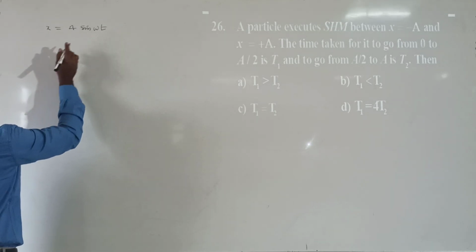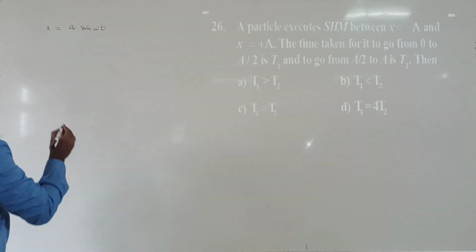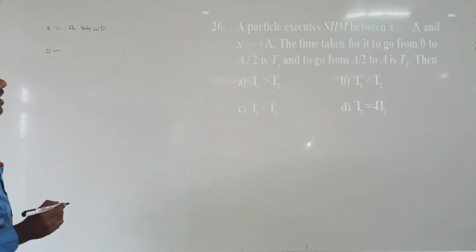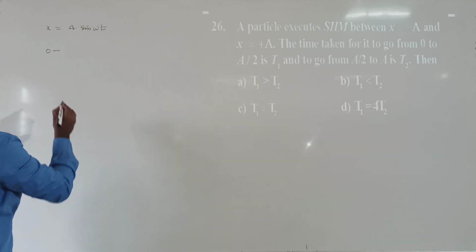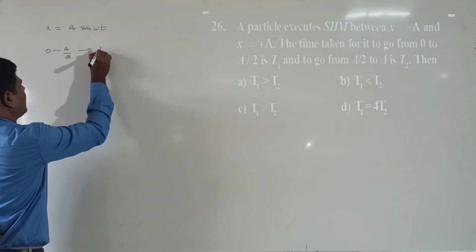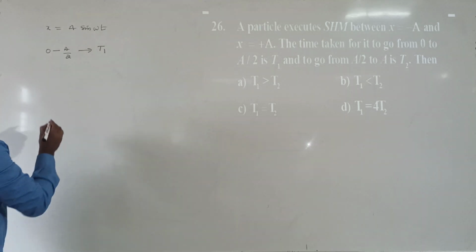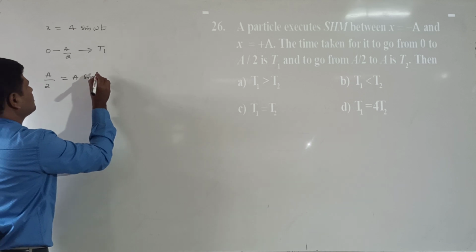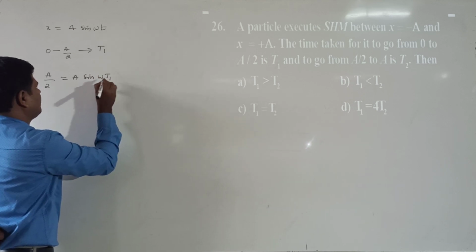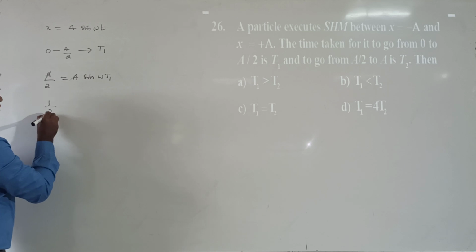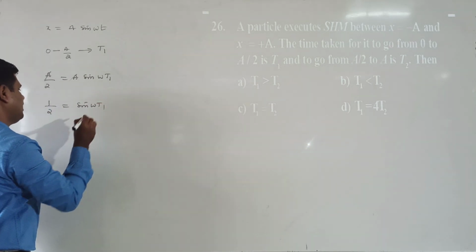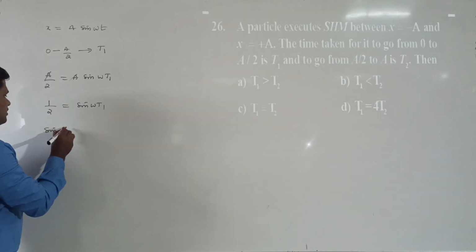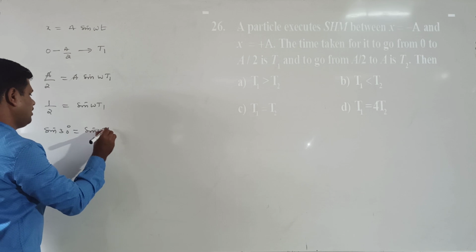Now x is equal to a sin omega t means the amplitude becomes a by 2 in a time t1. The motion is from 0 to a by 2 in a time t1. So the final amplitude is a by 2. A by 2 is equal to a sin omega into t1. Here a cancels. 1 by 2 is equal to sin omega into t1. 1 by 2 is nothing but sin 30. Sin 30 is equal to sin omega into t1.